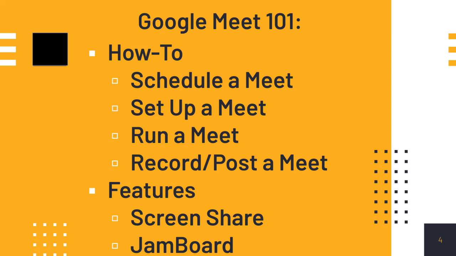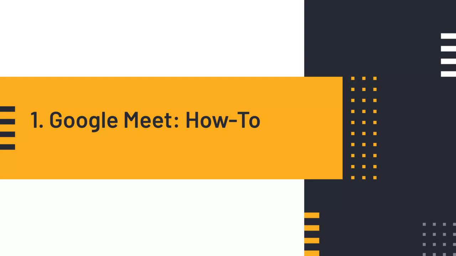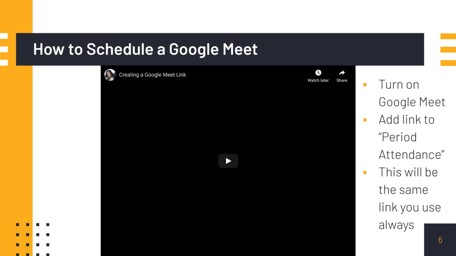So things we're going to go over: how to schedule a Google Meet, set one up, run a Google Meet, and then record and post that Meet, and some of the features of Google Meet, such as screen share and Jamboard. So firstly, how to set up a Google Meet.